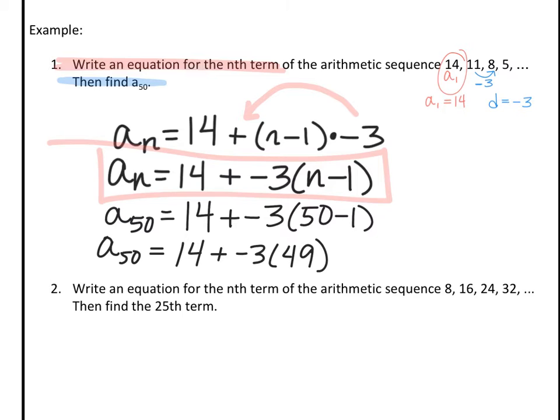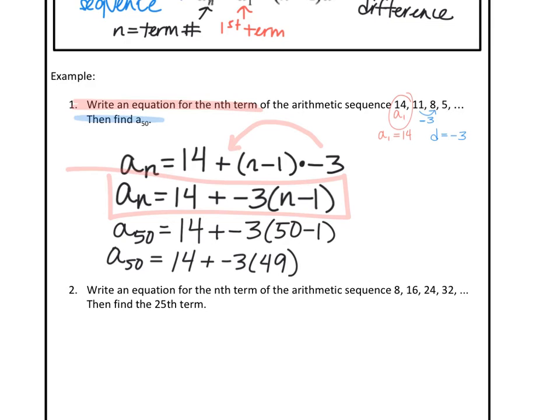But instead of actually doing that, you can just type this into your calculator. 14 plus negative 3 times 49. And you should know what the 50th term is. Type it in, please. If you don't have a calculator, go get one. So the 50th term, if you were to keep this sequence going, is, so here's your second part that's important. The 50th term is negative 133. That's the second answer I need.